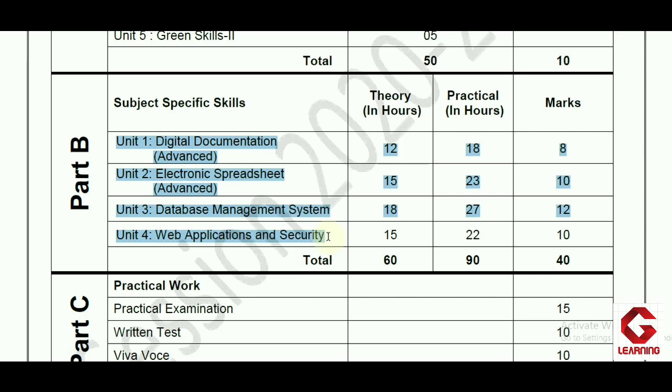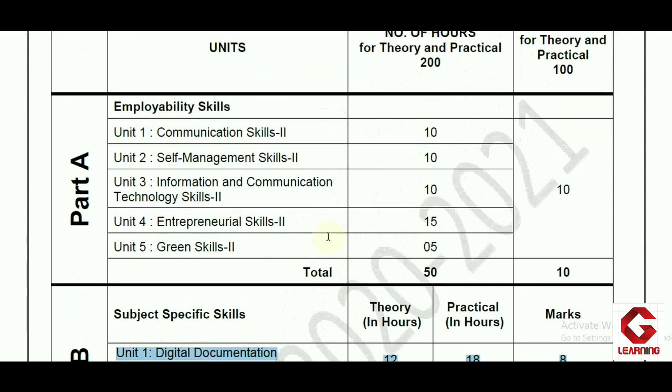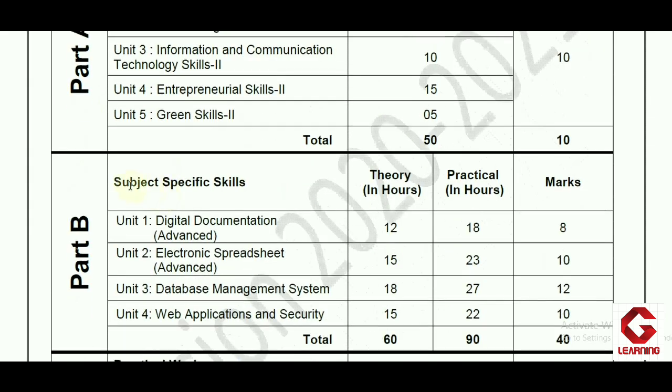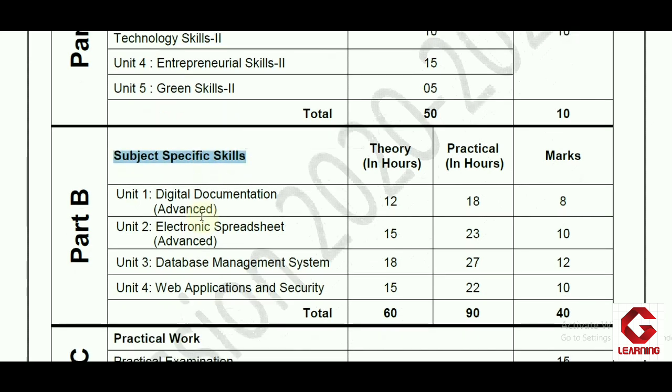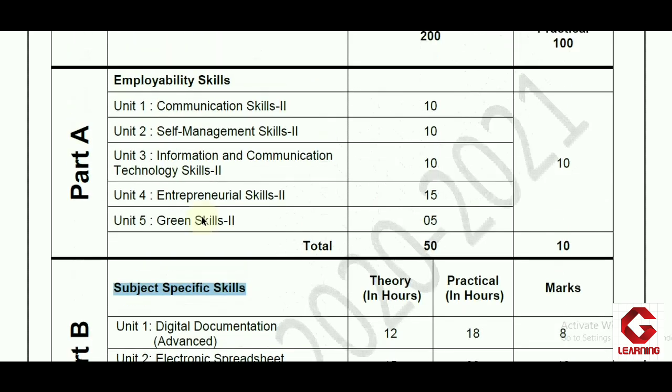Now one more important piece of information. In the employability skills part A in the question paper you will get only 1 mark and 2 mark questions. But when I'm talking about the subject specific skills, here you will get 1 mark, 2 marks, 3 marks as well as 5 marks questions. So these are the different types of questions you will get in the subject specific skills, but in the employability skills you will get only 1 mark and 2 marks questions.